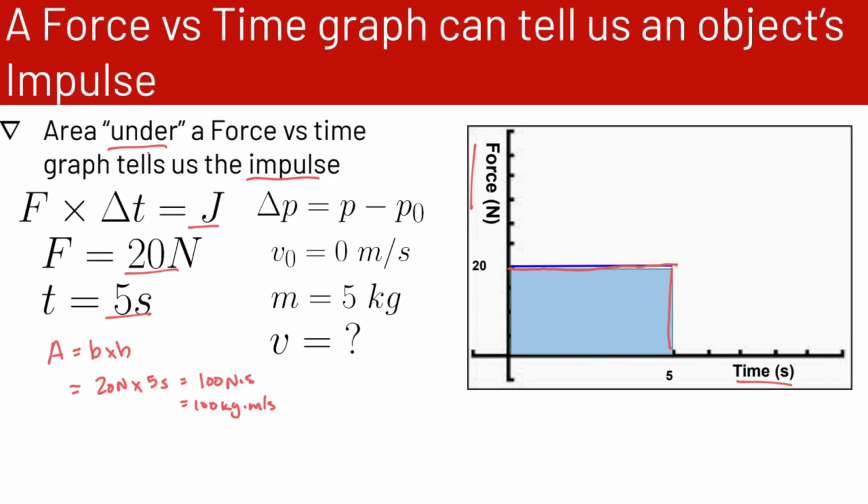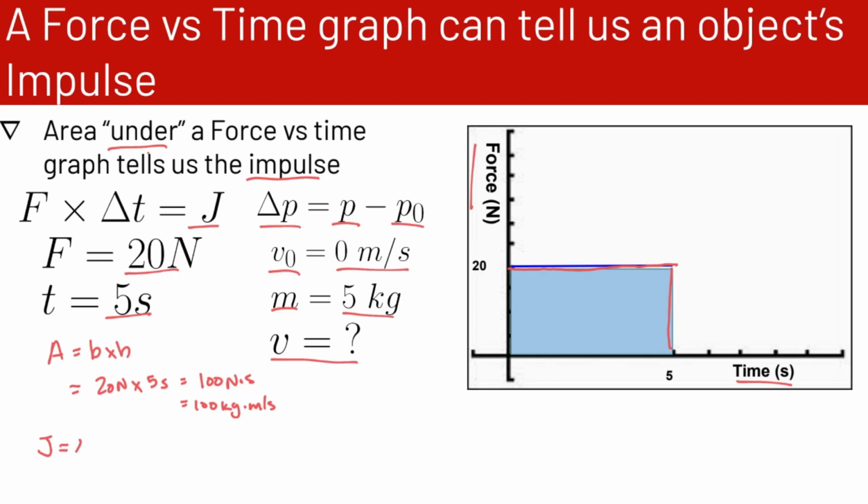All right, now we have a change of momentum equal to the final momentum minus the initial momentum. We're assuming that our initial velocity is equal to 0 meters per second. We have a mass of 5 kilograms, and we want to figure out the final velocity. So our impulse is 100 kilogram meters per second. Remember, it's right down here.